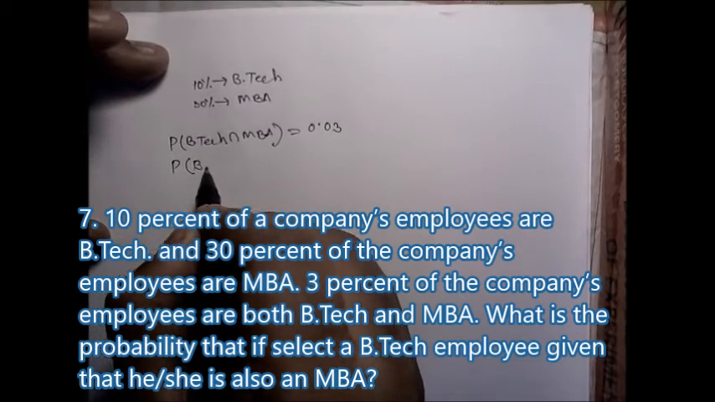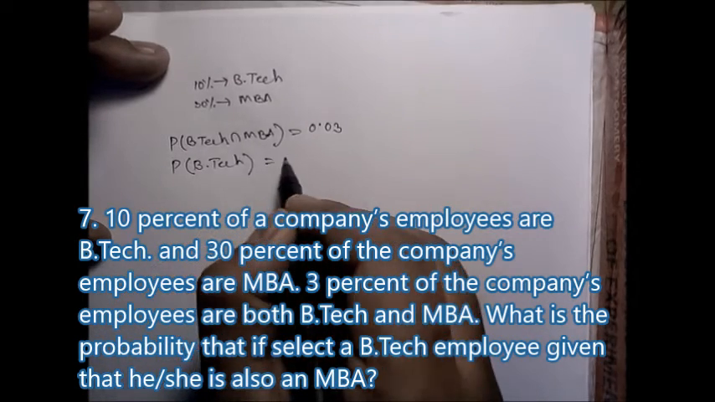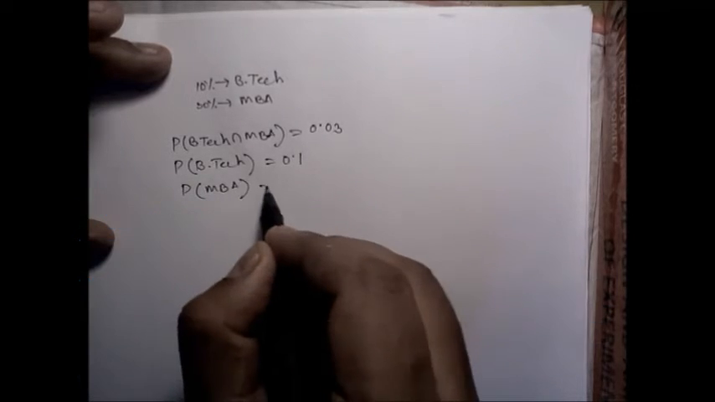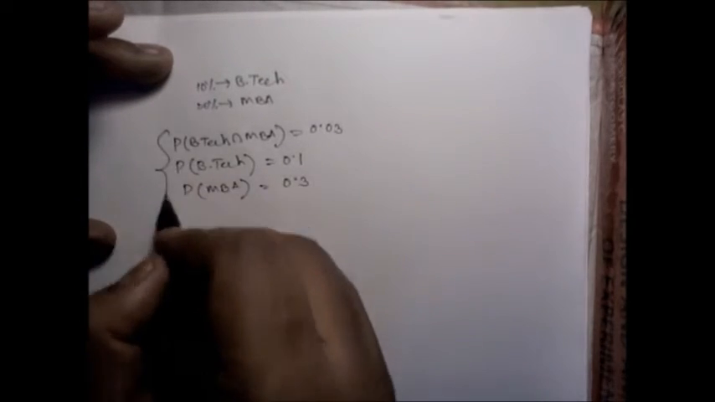Probability of BTech 10% means 0.1. Probability of MBA is 0.3. So these are given.